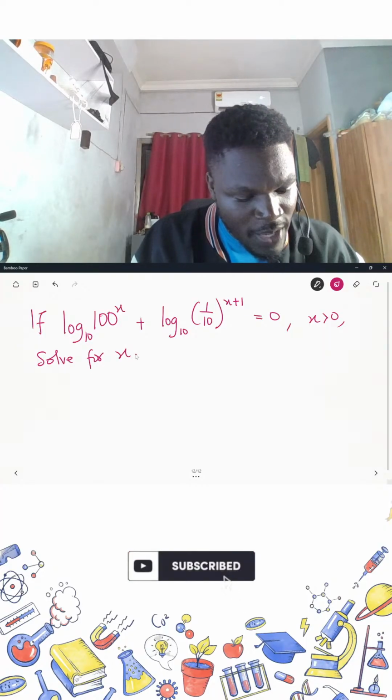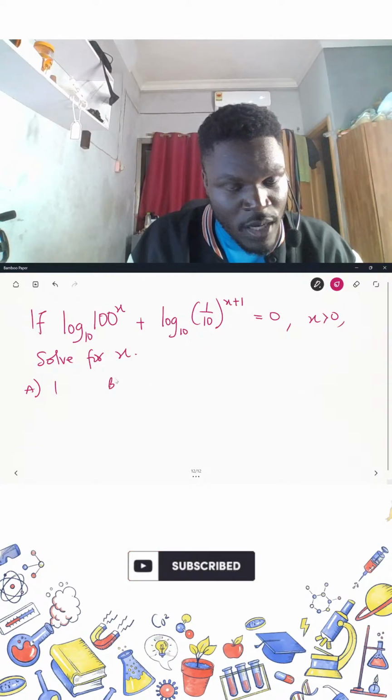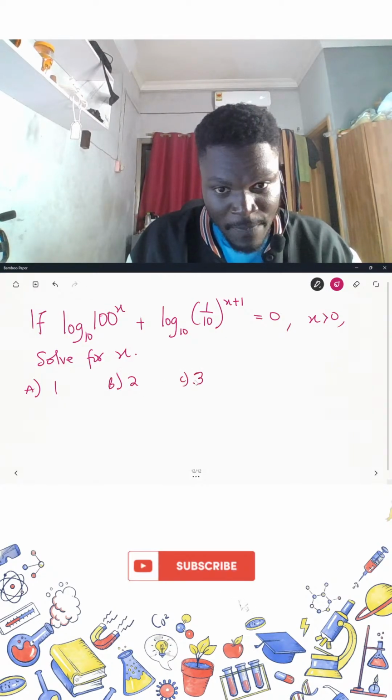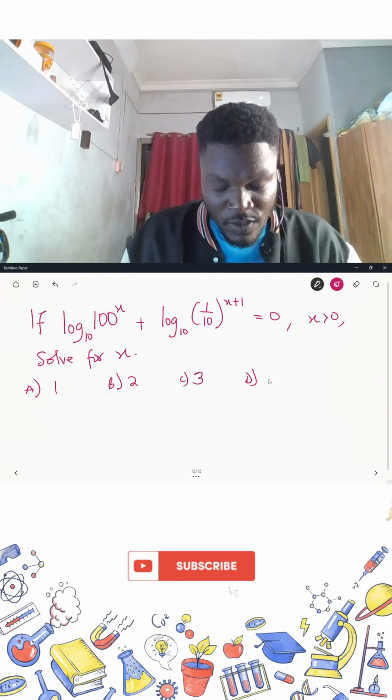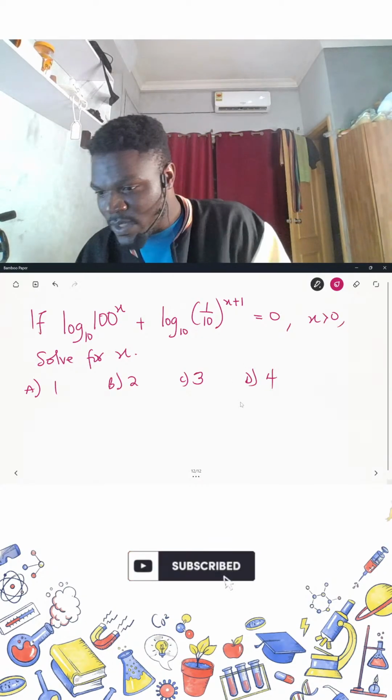Solve for x. So we have possible options here. Option A is 1, option B is 2, option C is 3, and option D is 4.